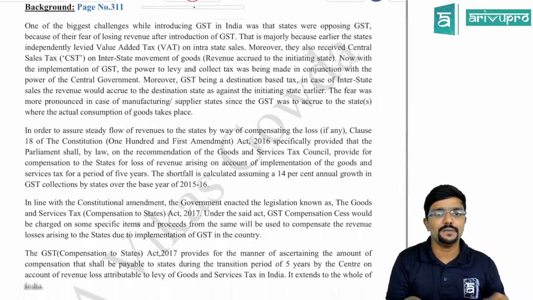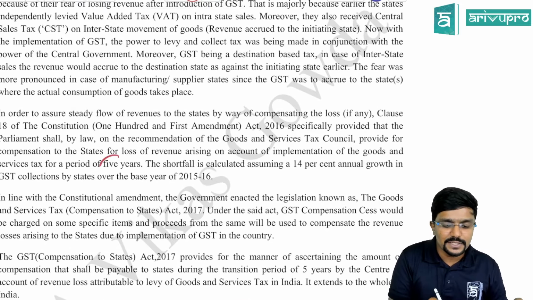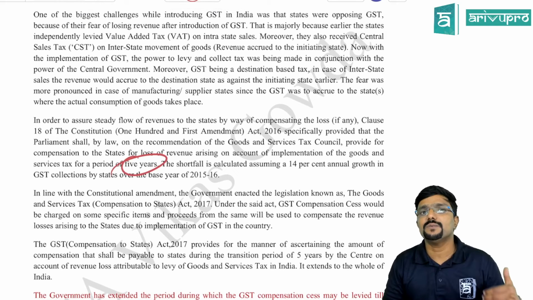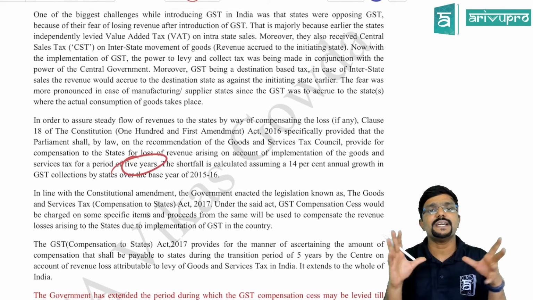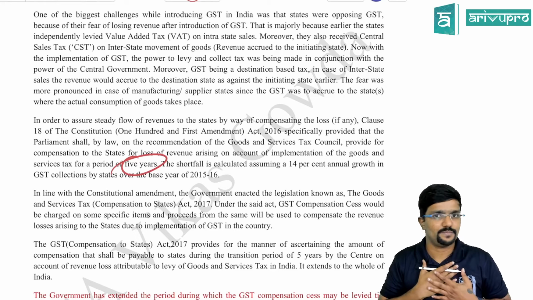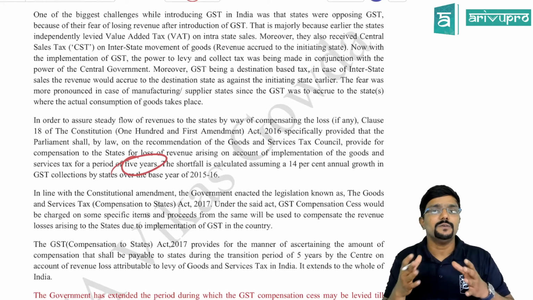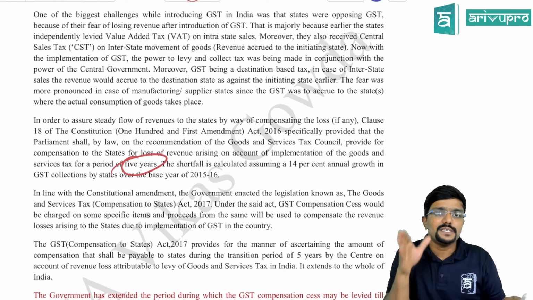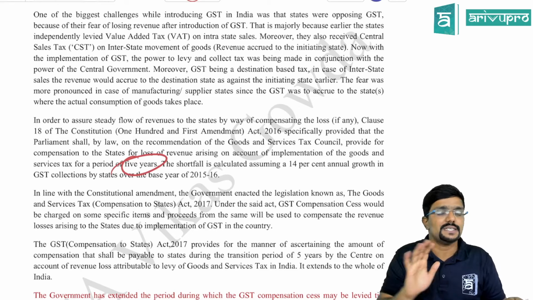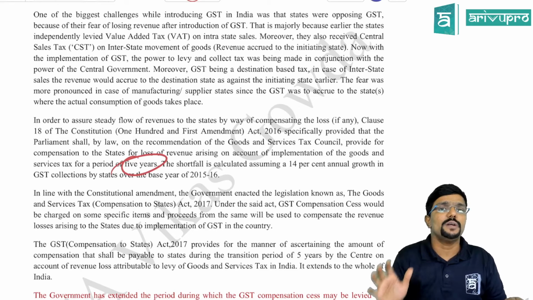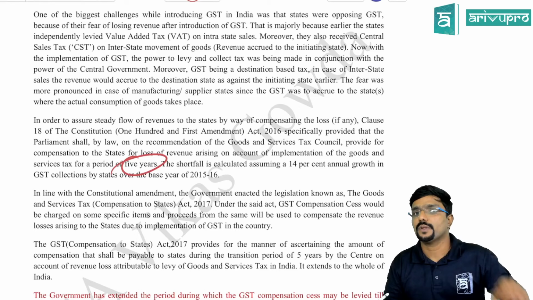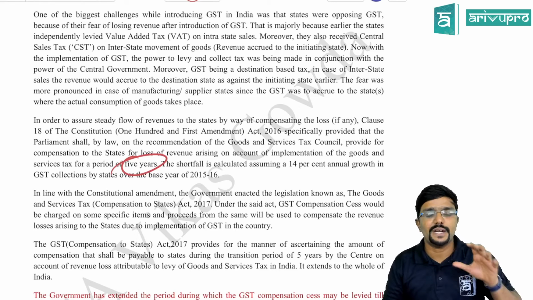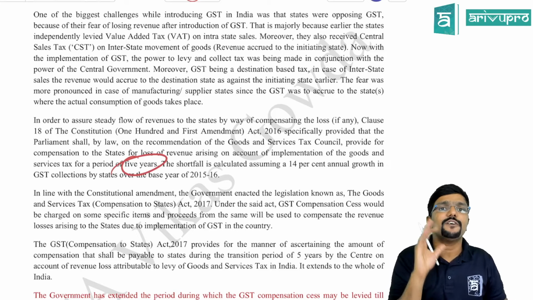This act was initially passed for 5 years, guys. Why? Because when GST was supposed to be implemented, many states objected, telling we will lose revenue. So considering what all taxes have been now subsumed under GST, if there is any loss of revenue for them under GST, then the central government promised them, we will compensate you by giving the compensation. So in that case, this was initially passed only for 5 years.